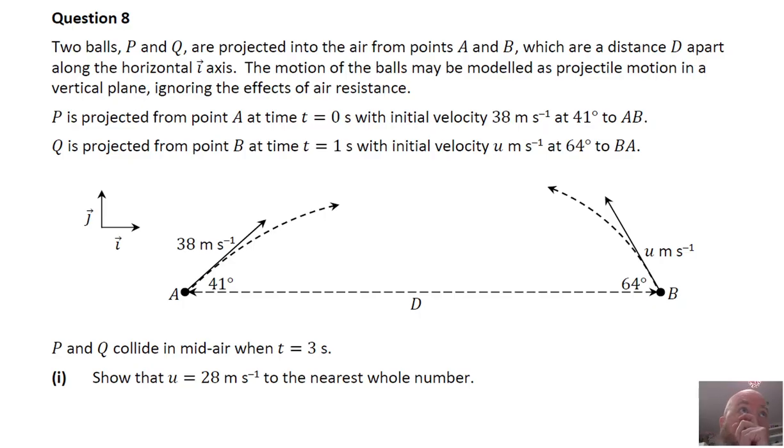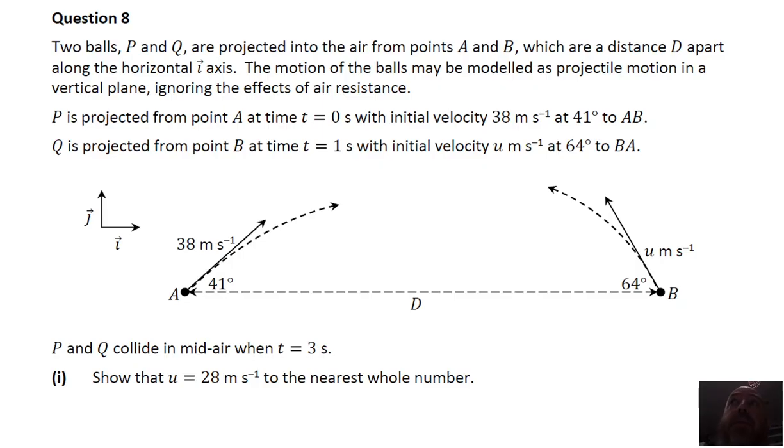So this question here is two things being thrown, one with 38 and angle 41, one with U and angle 64. One is at time equals 1. Okay, so there's a time shift as well. So pretty much everything that is complicated in projectiles is happening here. And then they collide when t equals 3.